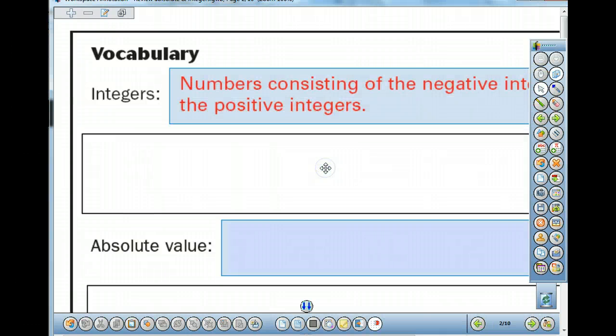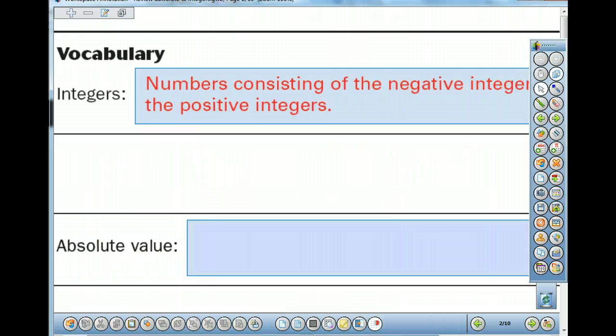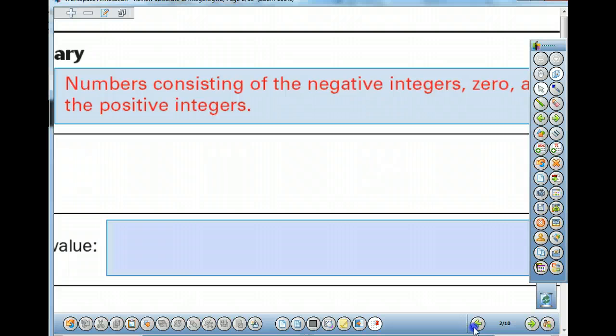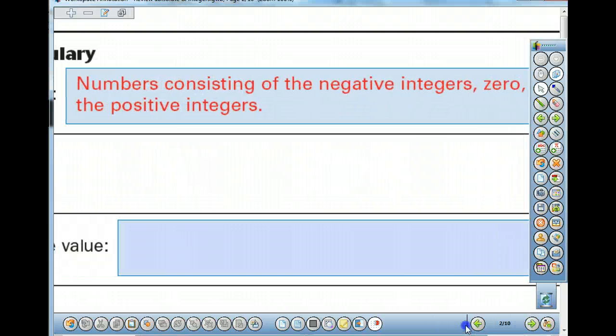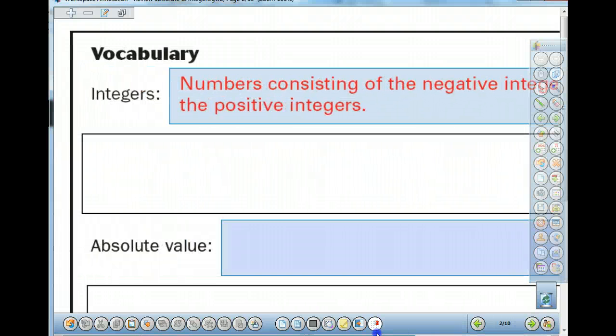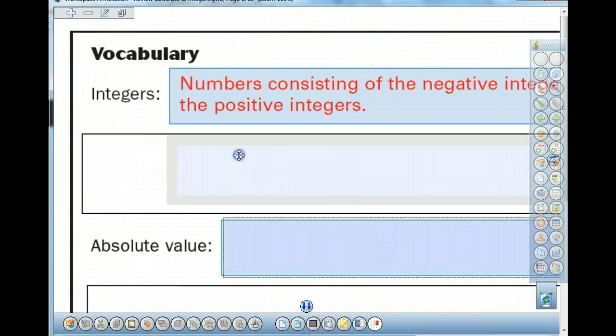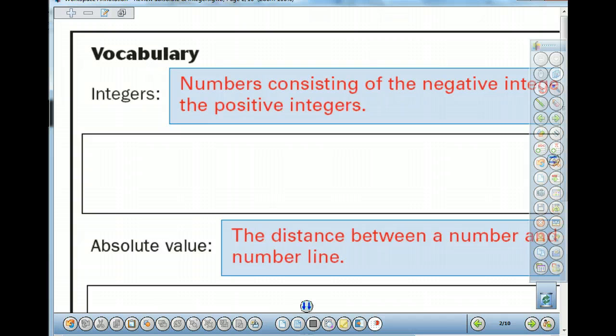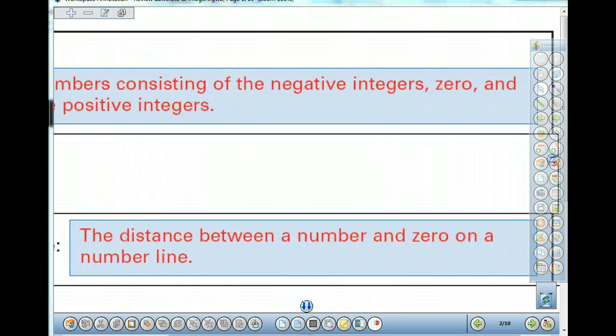So one of the first things we're going to look at is what are integers. Integers are numbers that consist of the positive, negative numbers, and zero. And actually, if you think of what the integers are, they're the positive whole numbers, then there's zero, and they're the negative whole numbers. When we talk about what's the absolute value of a number, the absolute value is the distance of that number from zero. So on a number line, we're going to talk about what absolute value is.